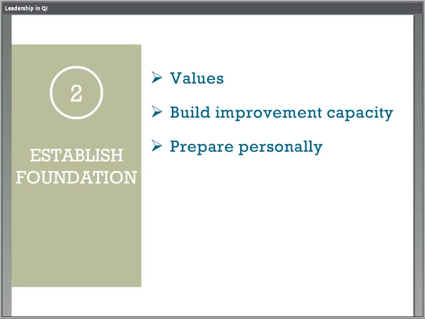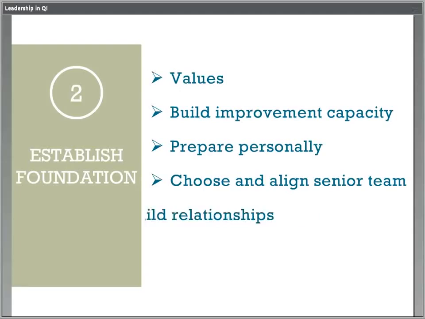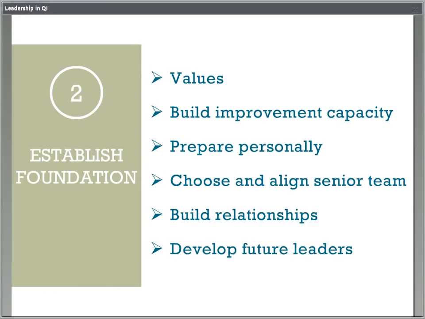Prepare personally. Ask whether you're the right person to lead. Identify what you're going to need to get there, and then seek it out. You have to choose and align your senior team. You're going to look for the right set of skills and commitment to make this happen. And you want to build relationships, especially among your employees and your stakeholders. And really important, develop your future leaders. If we want to get to a culture of QI, we have to make sure we identify and support those people who are going to continue to champion those values for you.